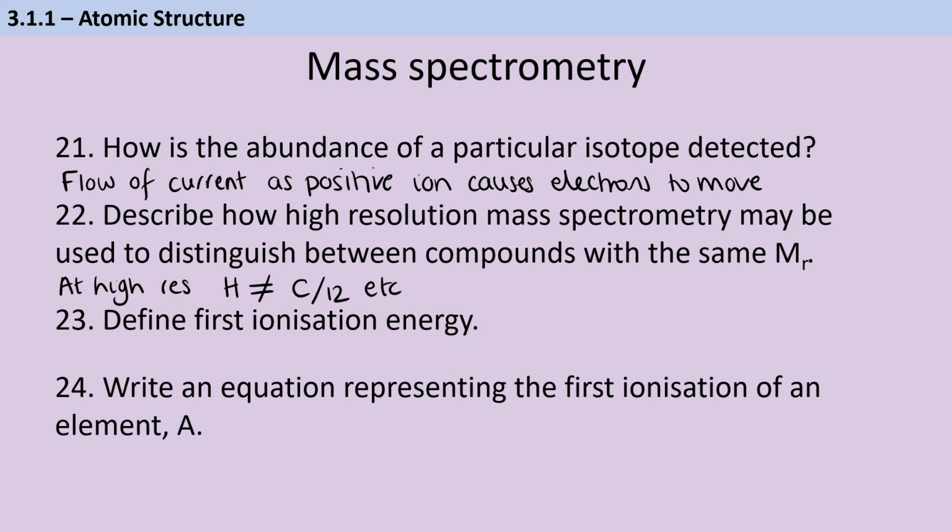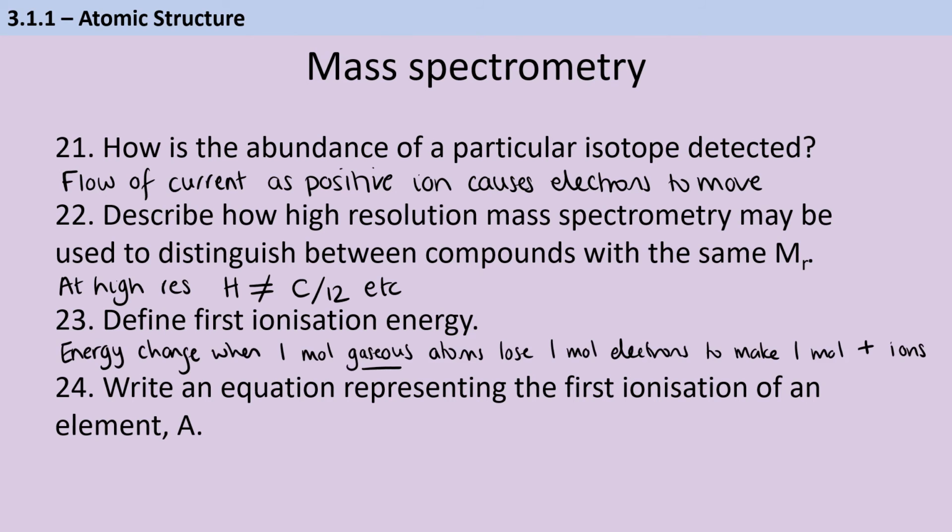First ionisation energy is the energy change that you see when 1 mole of gaseous atoms lose 1 mole of electrons to make 1 mole of positively charged ions. And that word gaseous is really, really important here. So when you write your equation for the first ionisation energy of an element, there are a couple of different ways you can do it.